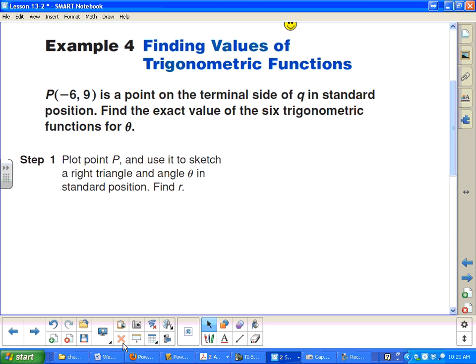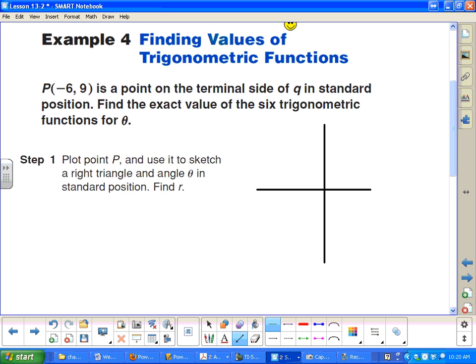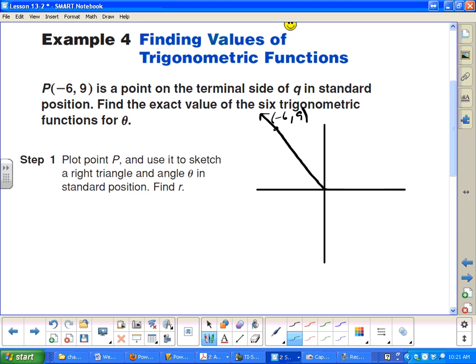So if I draw this out, just to get a look at what it looks like. So we would have the point negative 6, 9. So that is over here. Well, the point negative 6, 9 would be approximately here, we'll say. All right. So if we had this angle that went through that point, then what we want to do is find the 6 trig functions that relate to that.